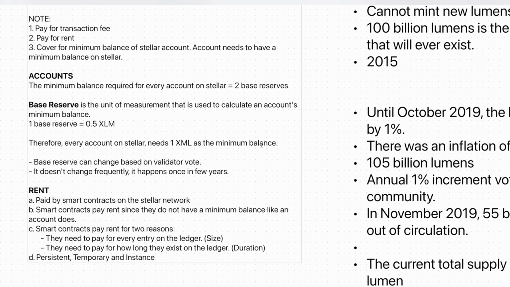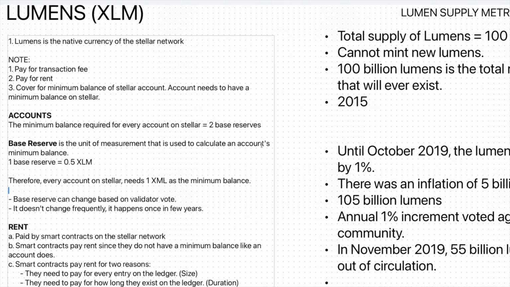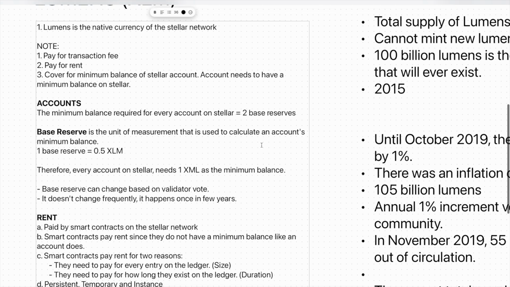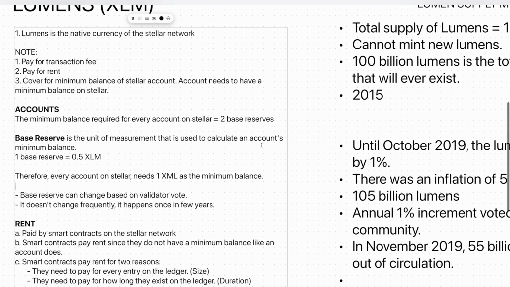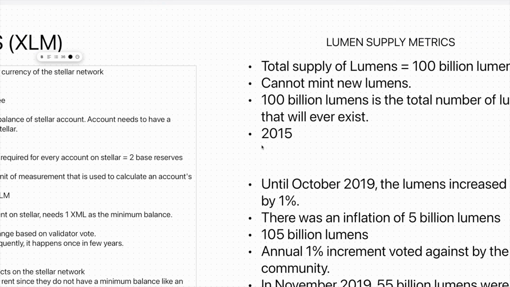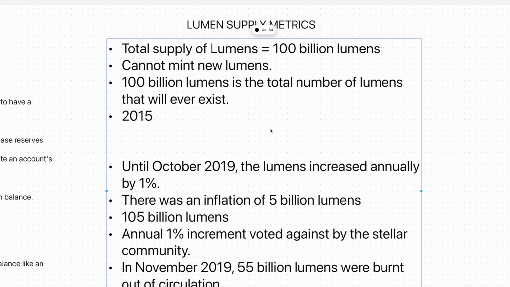So yeah, basically that's an introduction to Lumens, right? Let's talk about other information about Lumens. Lumen has supply metrics, right? Because it's a currency, it obviously needs to have a supply. When it was created, there was a supply set by the Stellar Development Foundation, and that supply is what we want to look at right now. I want to look at the metrics behind the supply.